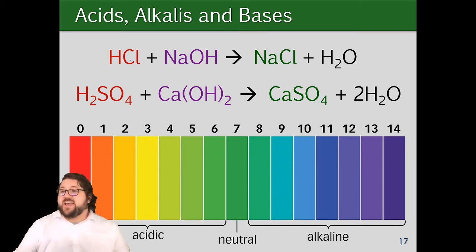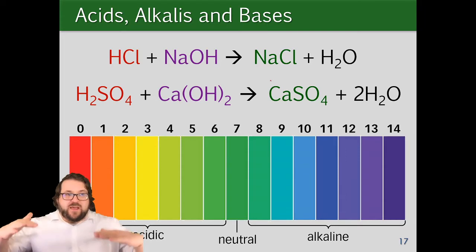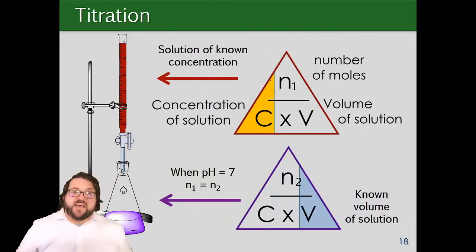So you can imagine if I had a solution of universal indicator and hydrochloric acid or sulfuric acid, that would be a red solution. Of just the pure bases, they would be purple. And once it's finally got to its neutral point, whatever that is, we would get a green solution. And this is the basis of titration.